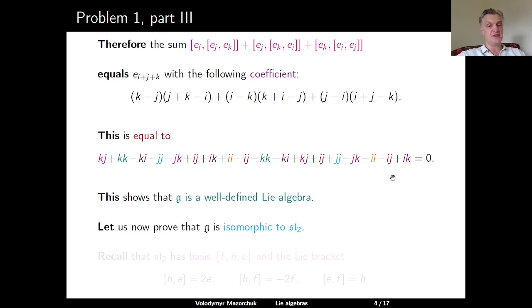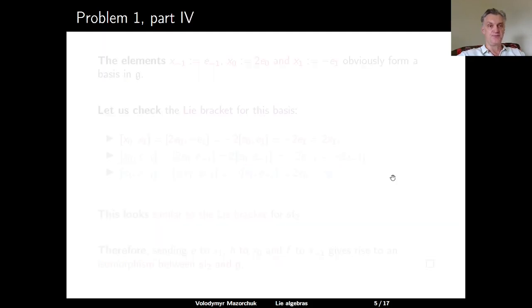Let us now prove that G is isomorphic to sl_2. Recall that sl_2 has a basis consisting of the elements F, H, and E, and the Lie bracket given by the following expressions. The bracket of H and E is 2E, the bracket of H and F is minus 2F, and the bracket of E and F is H.